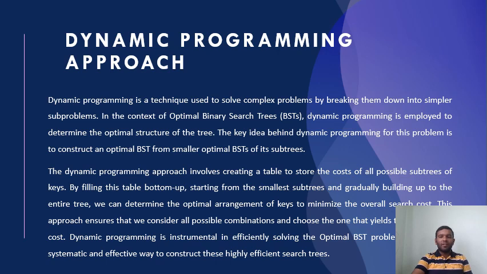The dynamic programming approach involves creating a table to store the costs of all possible subtrees of keys. By filling this table bottom up, starting from the smallest subtrees and gradually building up to the entire tree, we can determine the optimal arrangement of keys to minimize the overall search cost. This approach ensures that we consider all possible combinations and choose the one that yields the lowest total cost.